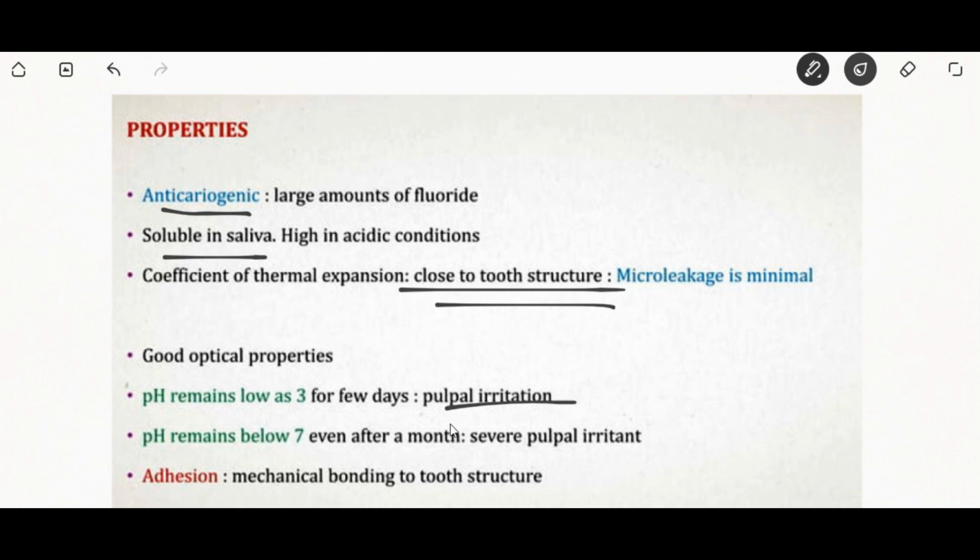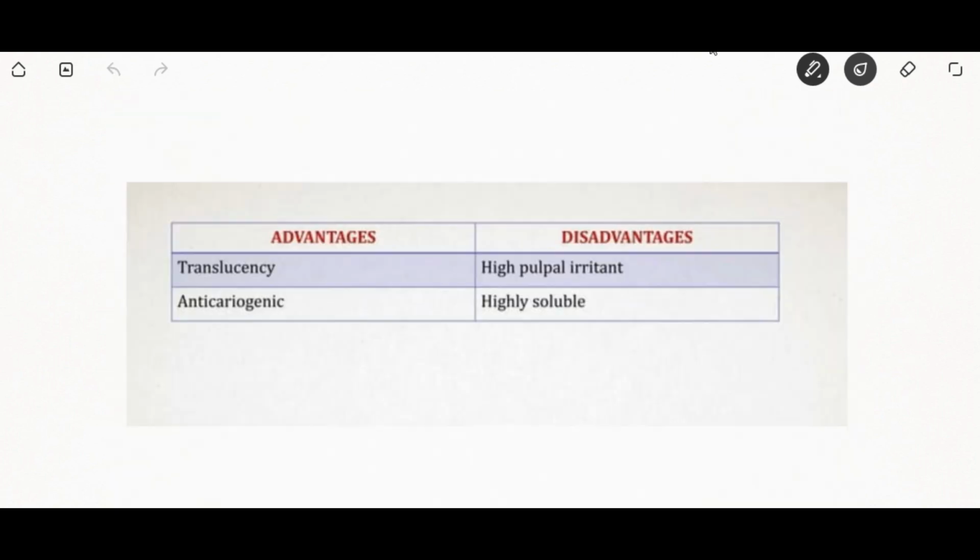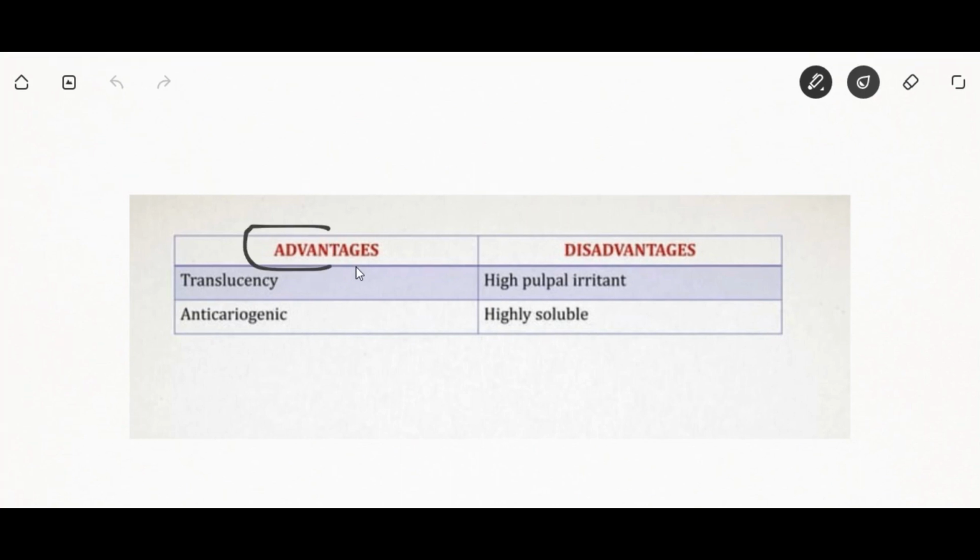The coefficient of thermal expansion is close to tooth structure. It has good optical properties. pH remains as low as 3 for a few days that can cause pulpal irritation. The pH remains below 7 even after a month. That is a severe pulpal irritant. The adhesion is by mechanical bonding to the tooth structure. The advantages are translucency and it is anti-cariogenic. The disadvantages are it is a high pulpal irritant and with high solubility.